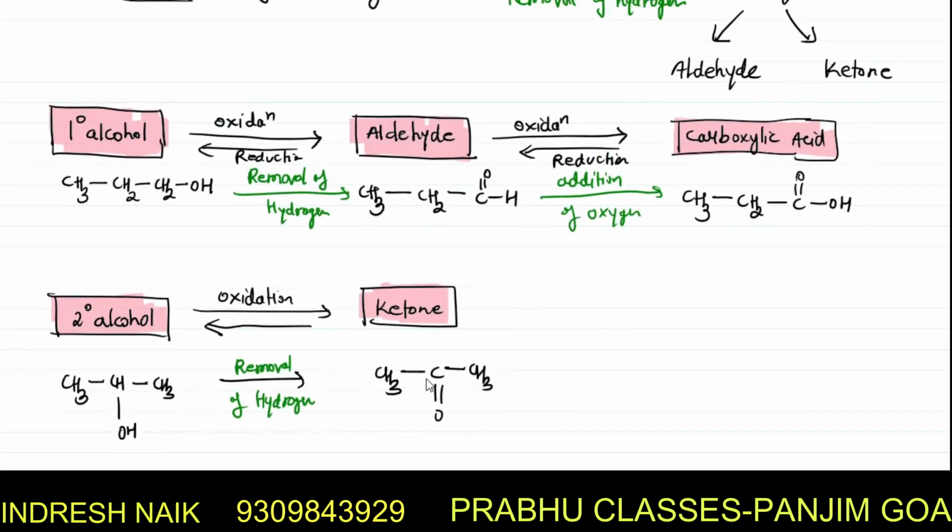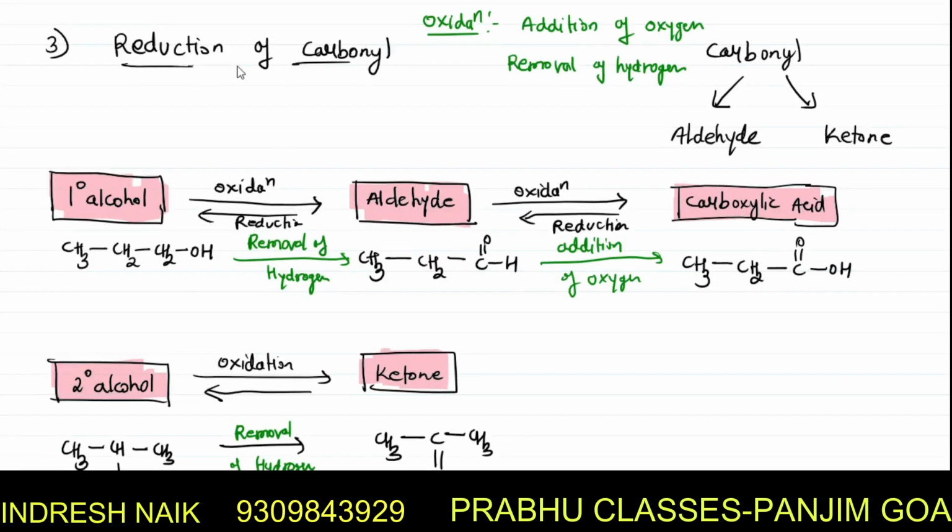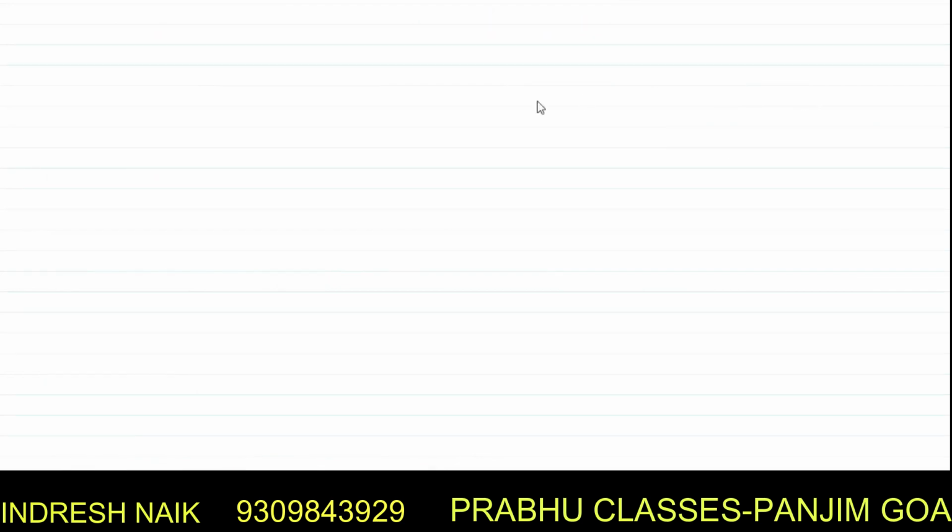This will help you a lot for many of the reactions. You don't have to learn any of the reactions by heart. If you can remember this flow chart, it's very easy. Organic chemistry will become more and more easy. Now coming to our topic, that is reduction of the carbonyl. We'll do this, reduction of the carbonyl.